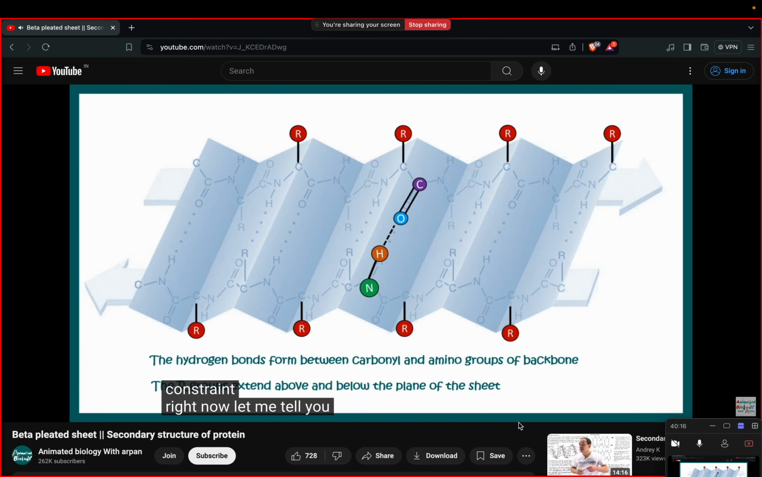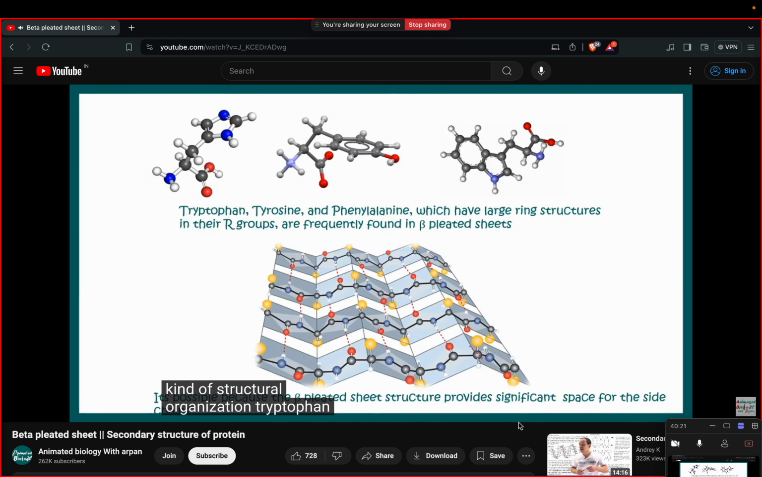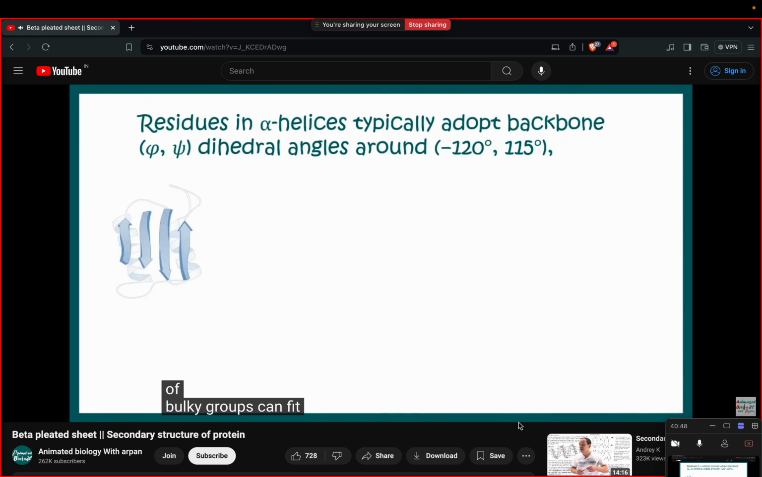Now let me tell you, due to this kind of structural organization, tryptophan, tyrosine, phenylalanine, these kinds of bulky side chain containing amino acids can be a part of beta pleated sheet. But this is not a stereotype. There are many other structures where beta pleated sheet generally prefers smaller side chain containing amino acids as well. And probably due to the structural feature of beta pleated sheet, these kinds of bulky groups can fit.